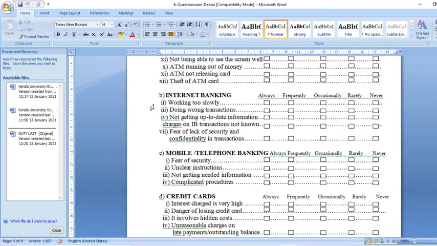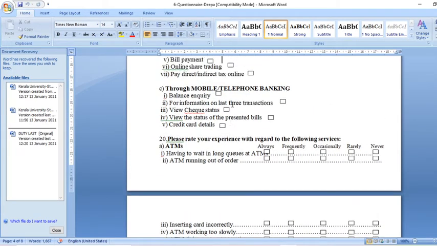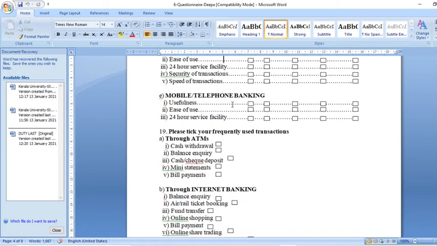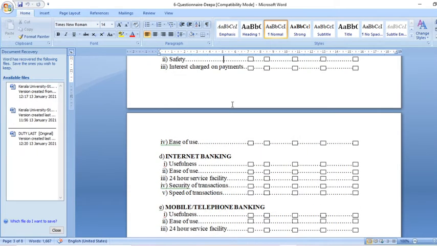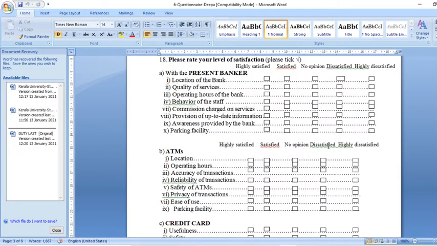These are just categorical variables. There is no preference: always, frequently, occasionally, rarely, never. These are only nominal variables. These are also nominal variables. Highly satisfied, no opinion. We can assign 5, 4, 3, 2, 1 or 2, 1, 0, -1, -2, because we can consider it as an interval scale.